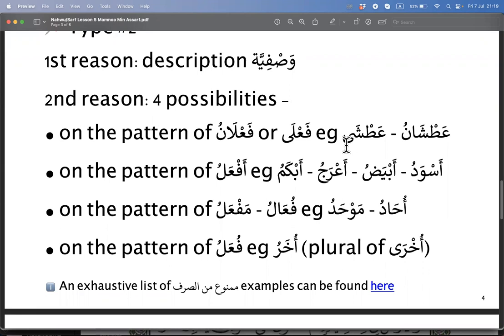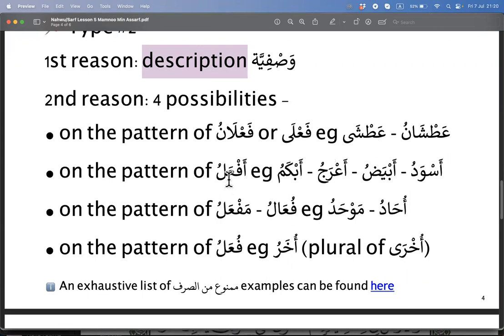Just now, so that's why it's also mamnu min as-Sarf. Easy. Although this word is in a different category, with two reasons for it, when you see the pattern itself, it's basically like what we've done with all the rest before this. And the next one is if it's in the pattern of af'al.